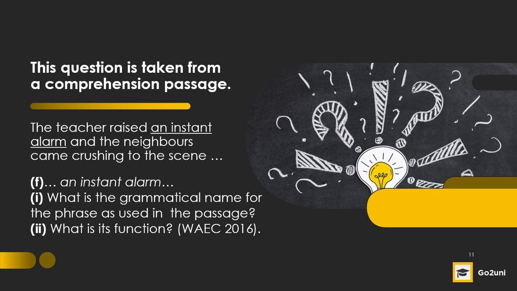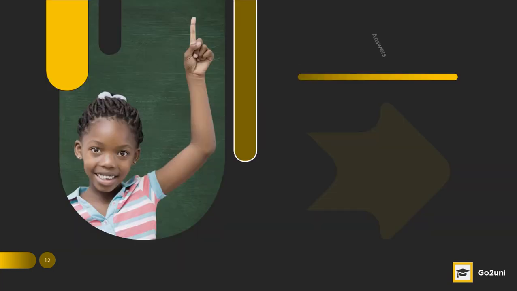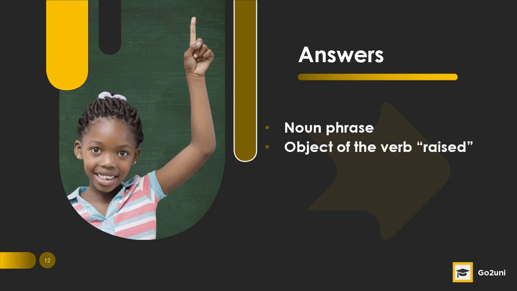Okay, so that answers the two questions that we have. So the answer for the question should be, the grammatical name should be a noun phrase, and then the grammatical function should be object of the verb raised. So it is a noun phrase, and the noun phrase is functioning as the object of the verb raised.